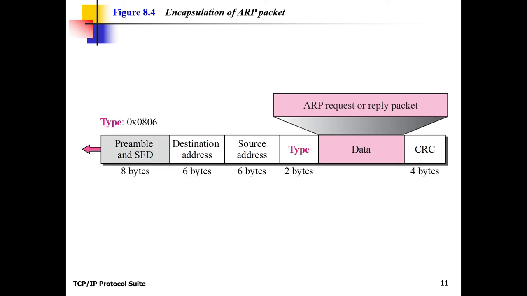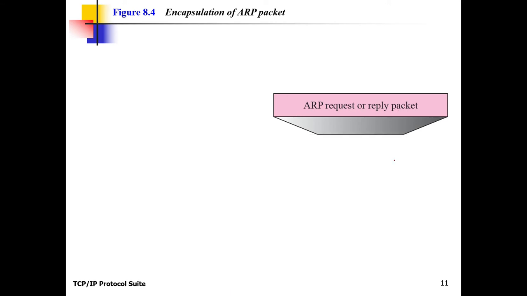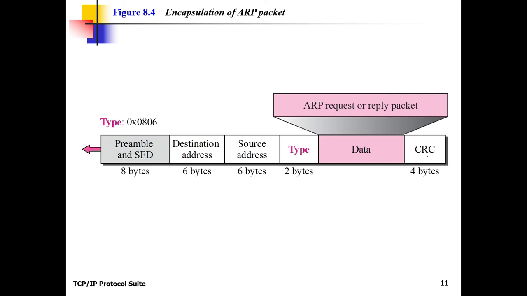It will be sent out to the destination. As you see in here, it will be encapsulated with the frame, which we learned last week. It has the source hardware address, the destination address, and the type. Then the ARP request or reply packet will be included in here, and then the CRC for packet integrity. And the type will be 0806.